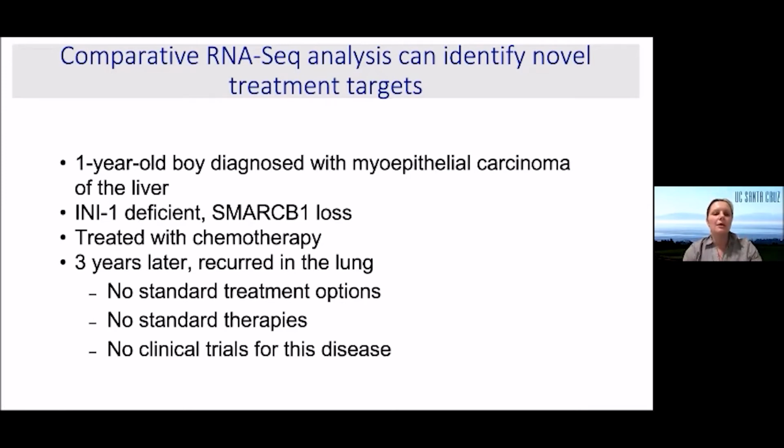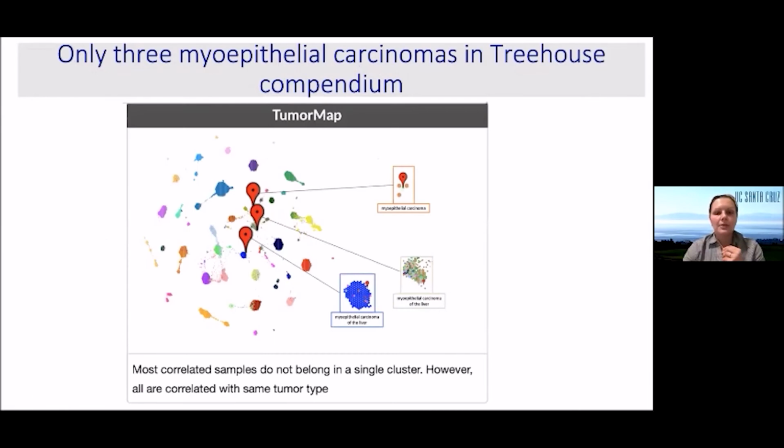chemotherapy, and then 3 years later, the tumor recurred in the lung. And at that point, this is a rare tumor. There was no standard of care after relapse, and no clinical trials for this disease because this is a very rare entity. So then we performed RNA sequencing and analysis of this tumor.